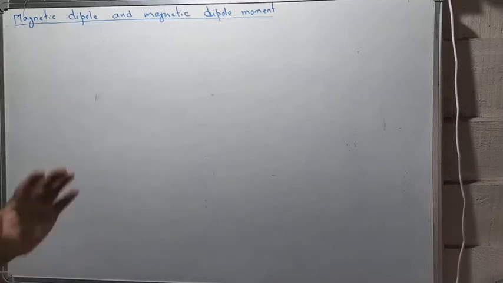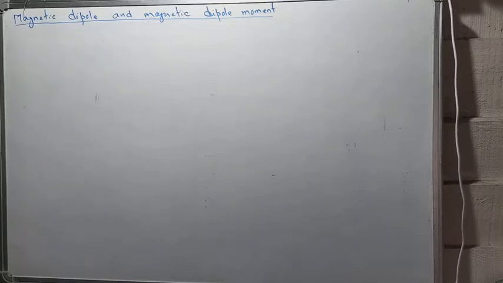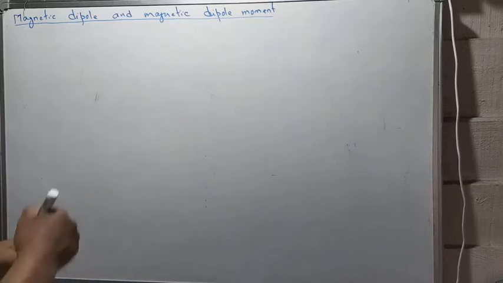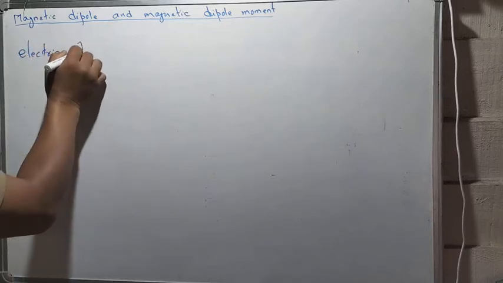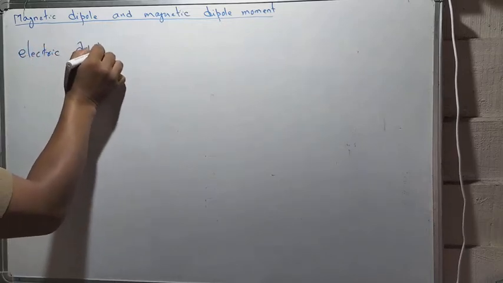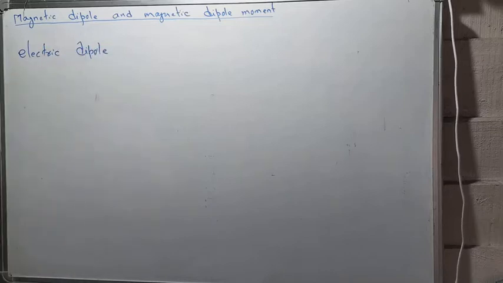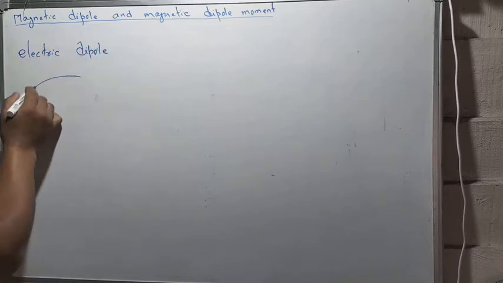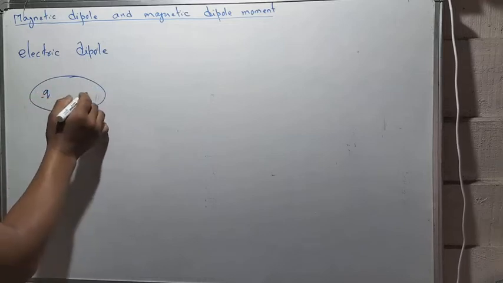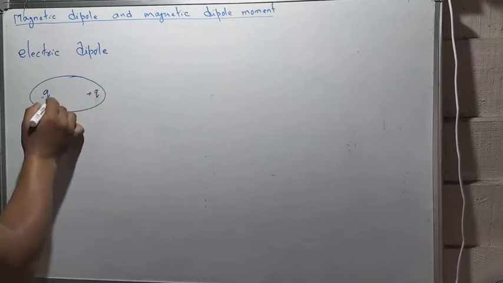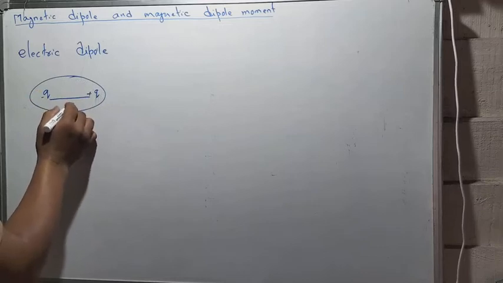Magnetic dipole and magnetic dipole moment. Alright, I think you remember once again in electrostatics we have talked about the electric dipole. So what is an electric dipole? An electric dipole is a system of two equal and opposite charges separated by a small distance.